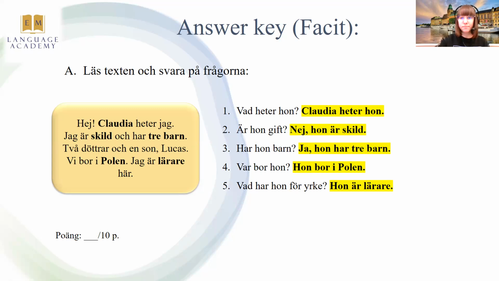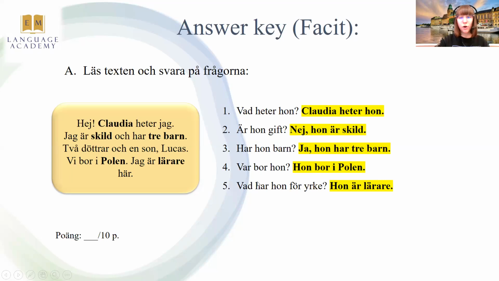Har hon barn? Ja, hon har 3 barn. Why? Because we have the answer here. Jag är skild och har 3 barn. So yes, she has 3 kids. Var bor hon? Where does she live? Hon bor i Polen. Why? Because she says vi bor i Polen, meaning she and her kids, right?